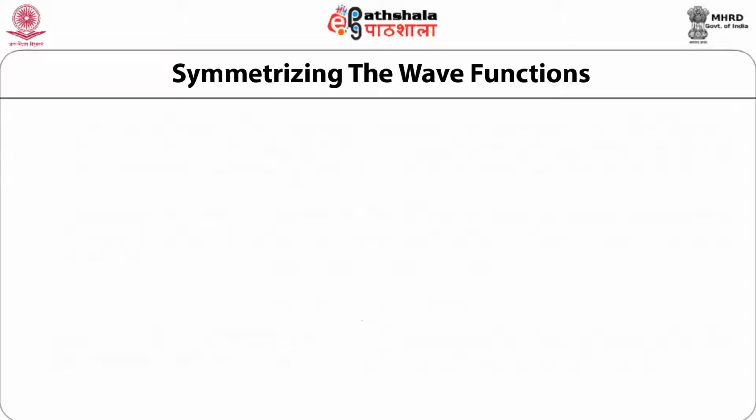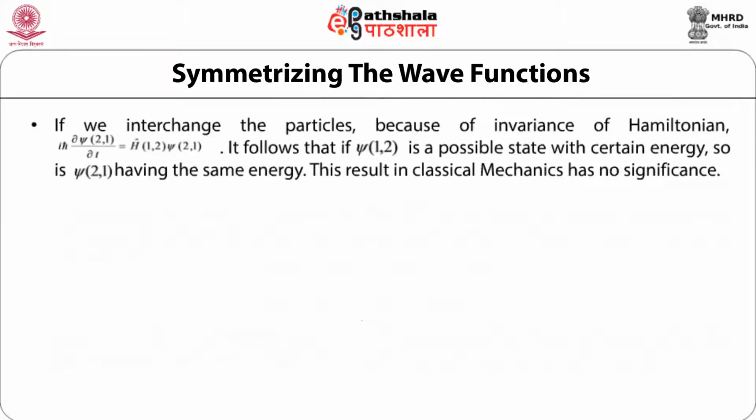Now if we interchange the two particles, that is, now particle 2 is in state alpha and particle 1 is in state beta, then because of the invariance of the Hamiltonian, we can again write the Schrodinger equation as i h-bar times the partial derivative with respect to time of the wave function psi21 is equal to Hamiltonian operator H12 acting on the wave function psi21.